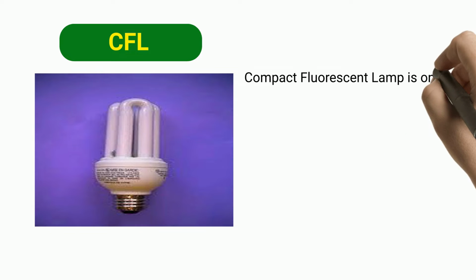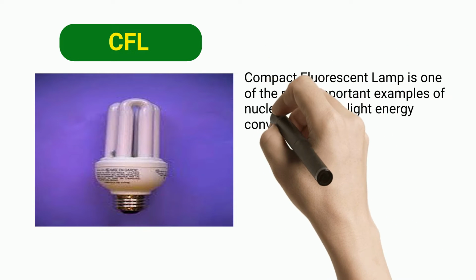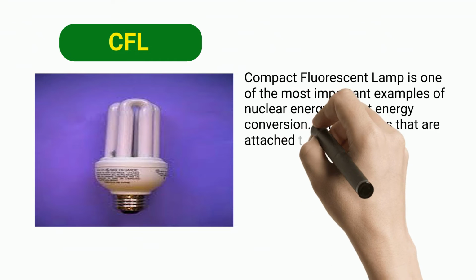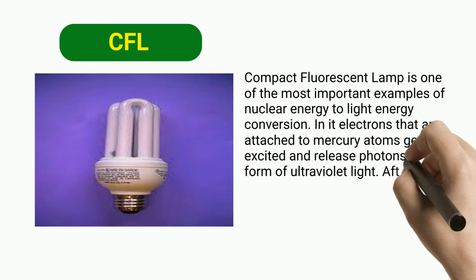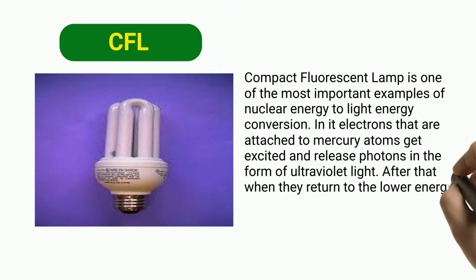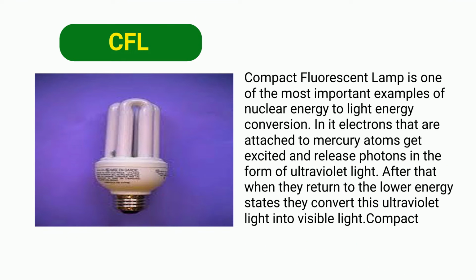CFL. Compact fluorescent lamp is one of the most important examples of nuclear energy to light energy conversion. In it, electrons that are attached to mercury atoms get excited and release photons in the form of ultraviolet light. After that, when they return to the lower energy states, they convert this ultraviolet light into visible light.